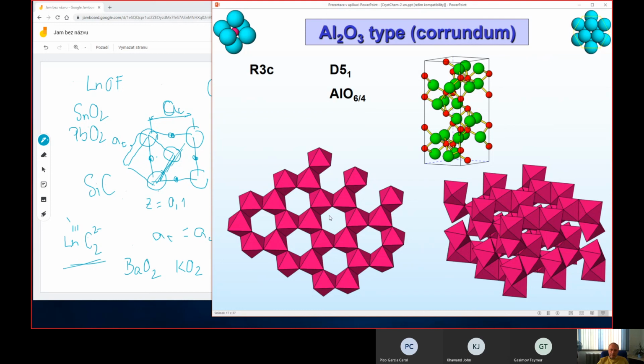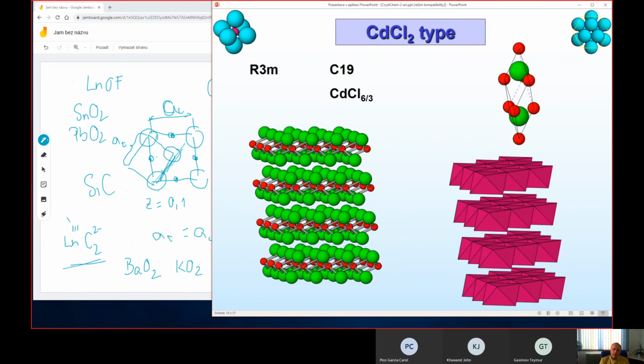But the empty sites and filled sites are different in different layers. So you see the stacking pattern along the C direction. In fact, we obtain a very rigid, very stable structure, which is adopted by aluminum oxide, but also chromium sesquioxide, in a distorted form also iron sesquioxide, and many others.